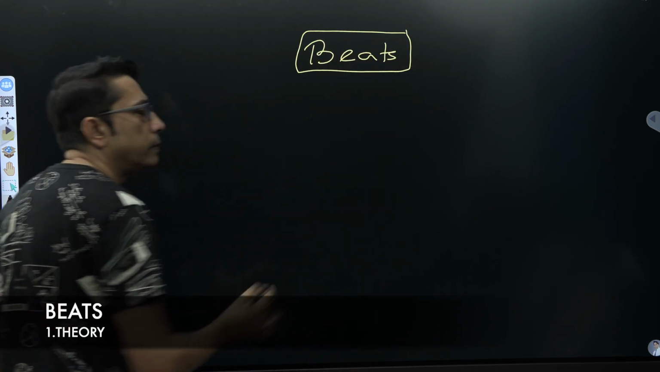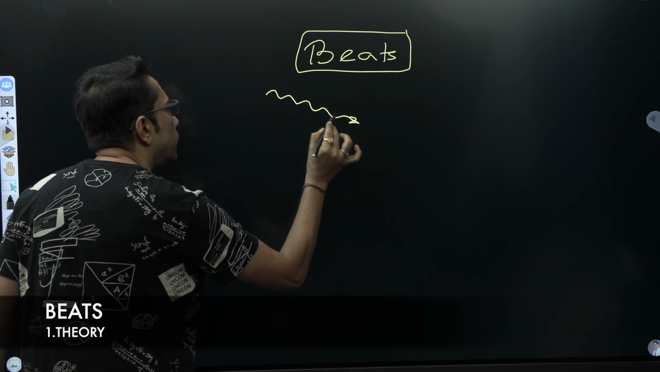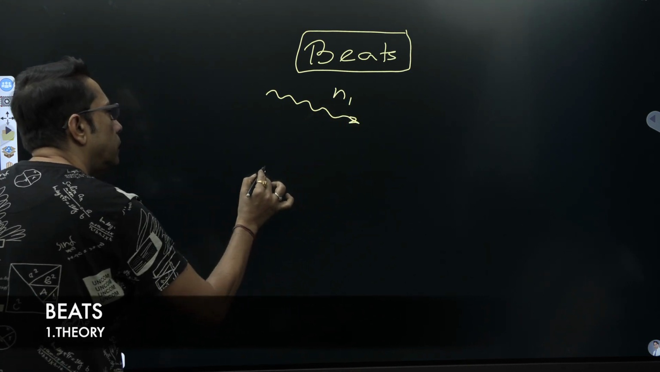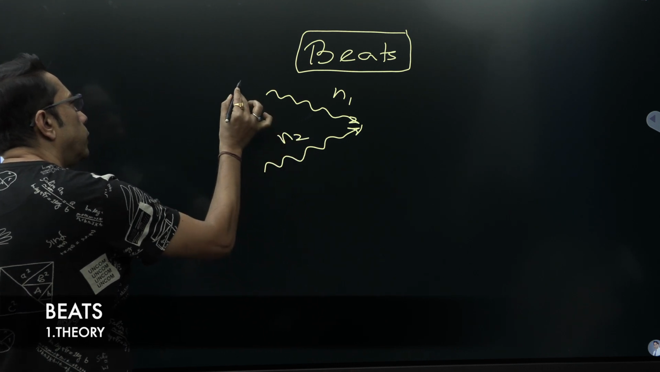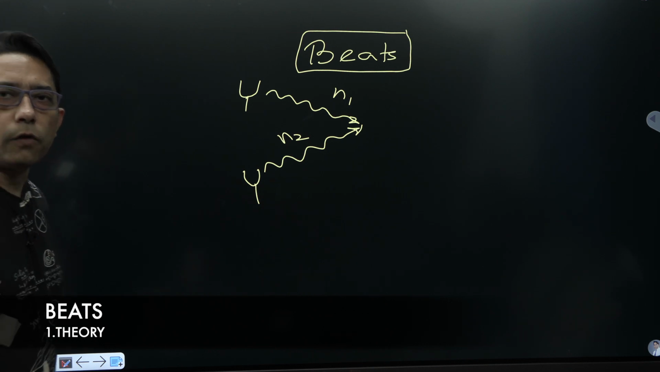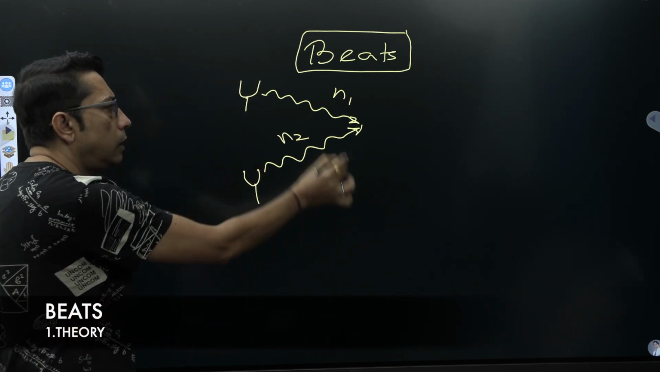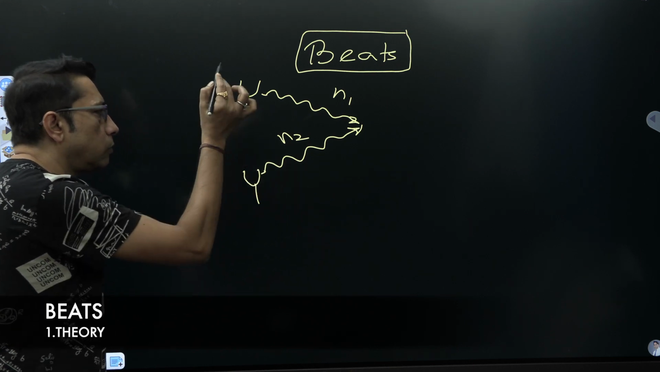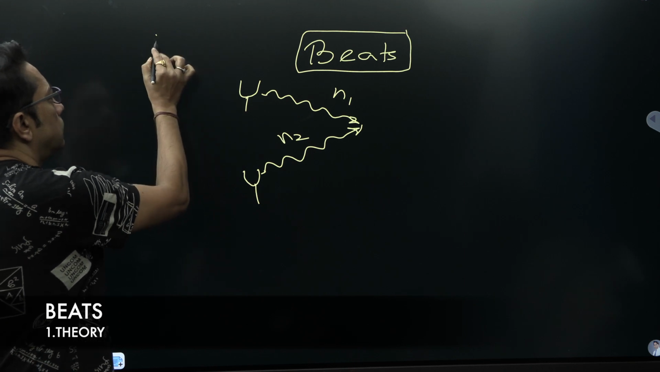Beats happen if there is a slight difference in frequency of the two incident waves. Suppose two waves are coming from two sources. Those sources are tuning forks. Suppose one tuning fork is producing a sound of frequency N1, another is producing a sound of frequency N2. Now N1 and N2 are close.